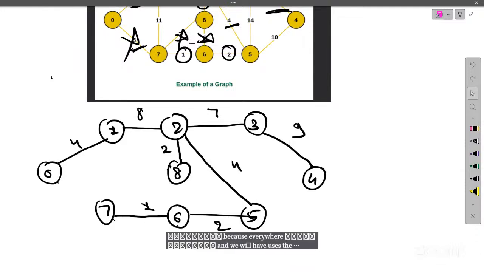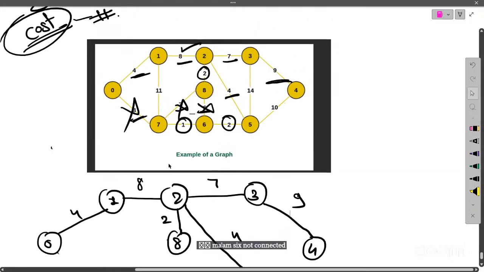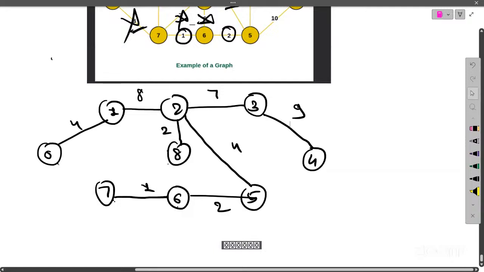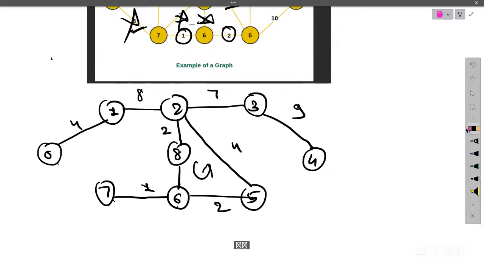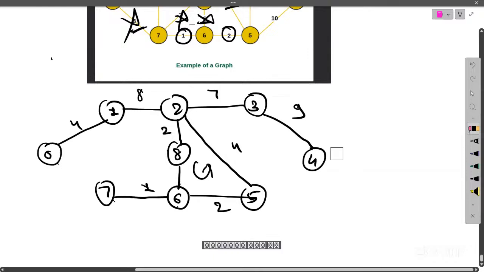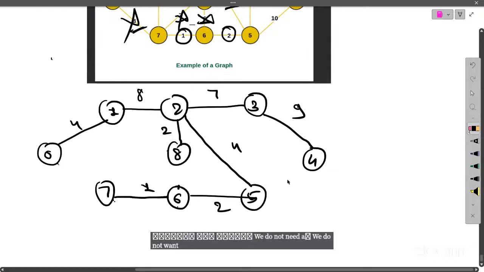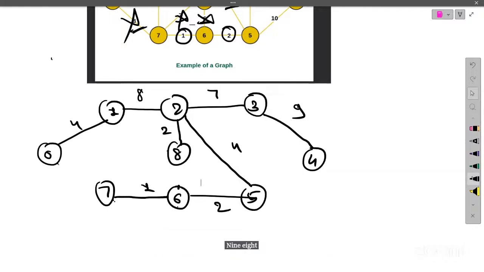Why, ma'am, is 6 not connected? 6 is connected now. 8 to 6? Because if you connect this, then it will create a cycle here. In a tree, we don't want a cycle. In any tree.